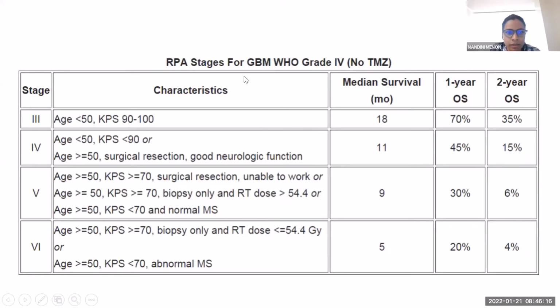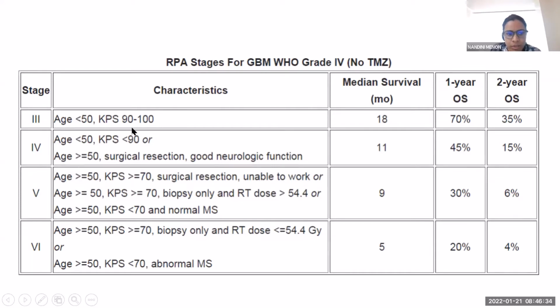Now, this is a recursive partitioning analysis for GBM. This table shows it in the pre-temozolomide era, and these are the factors which actually determine the survival. So they divided into 3, 4, 5, and 6. The 1 to 2 are the lower grade gliomas.